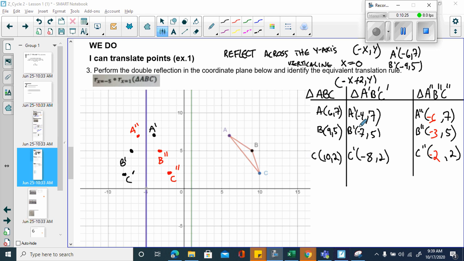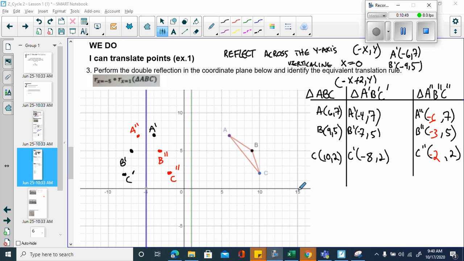So looking across each of the points from the pre-image to the final image, we see that we are dropping by 12. 6 minus 12 will give us negative 6. 9 minus 12 will give us negative 3. And 10 minus 12 will give us negative 2. So we're going to the left 12.